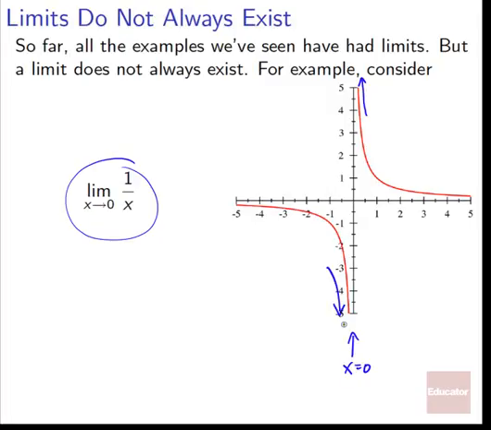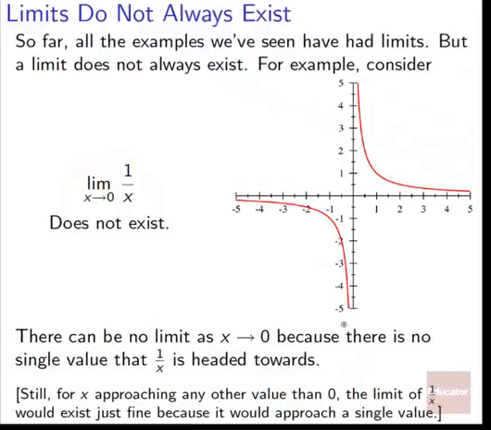There's no way to assign a specific number value that we expect will happen at x equals 0, because it's just going to clearly freak out, and that's that. There's nothing that it's going to go to. So because of that, we say that the limit does not exist. So this limit does not exist. There can be no limit as x goes to 0, because there is no single value that 1 over x is headed towards. There's nothing that we're going to wind up seeing them agree on. Even one side is not going to agree on anything because it just keeps going up. So there's no single value, therefore there is no limit that we get out of it.